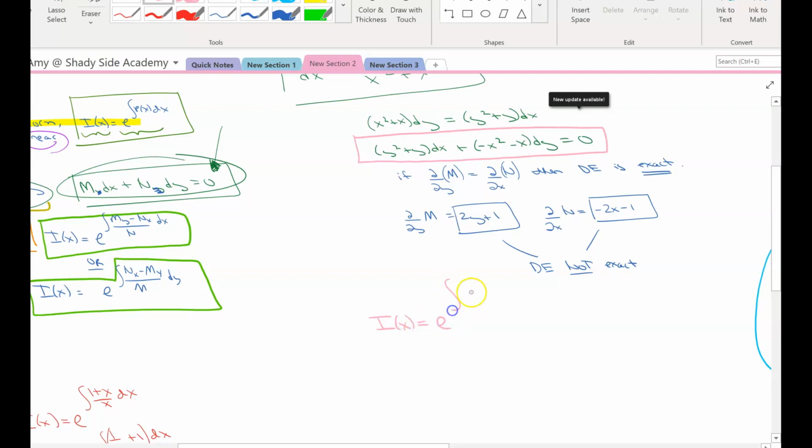e to the indefinite integral of (M sub y minus N sub x) over N dx. Maybe this is the more difficult one, but we'll figure it out on our own. Here's what you're going to do. Let's make this a tandem exercise. Go ahead and find this integrating factor, multiply the equation by it, see what happens, and then replay me.